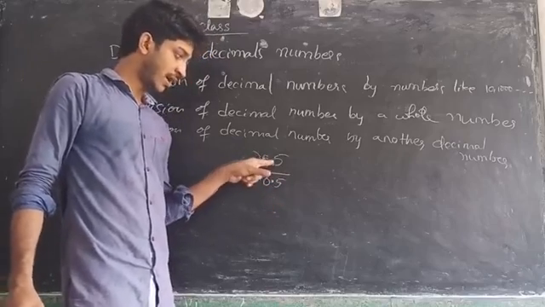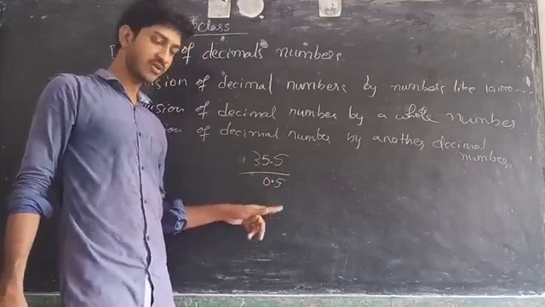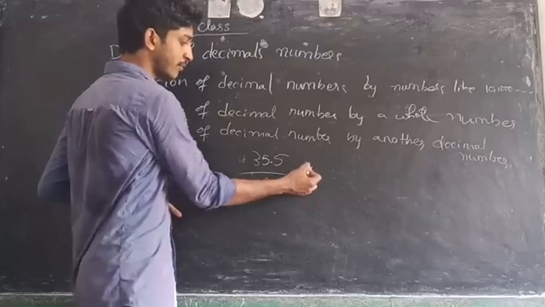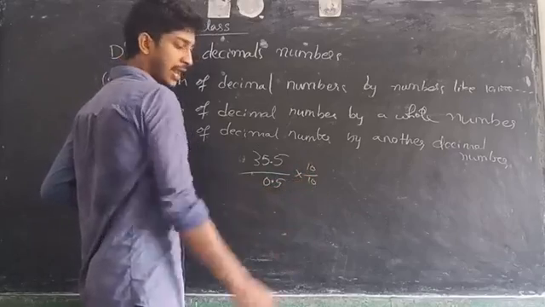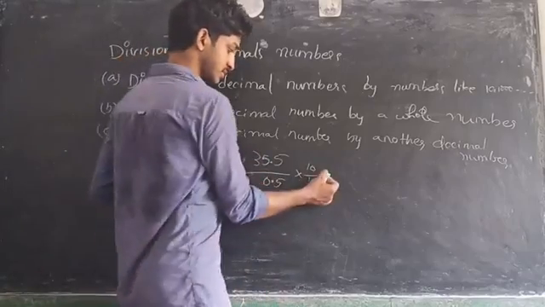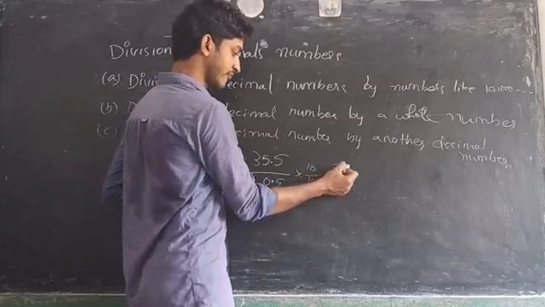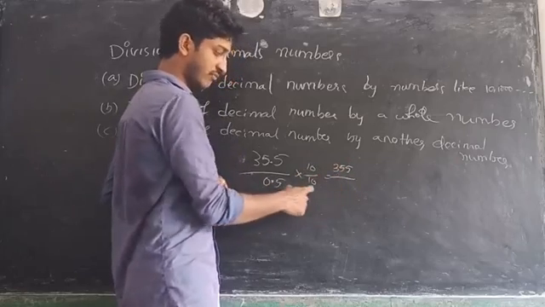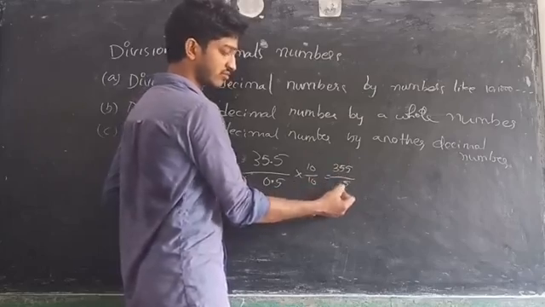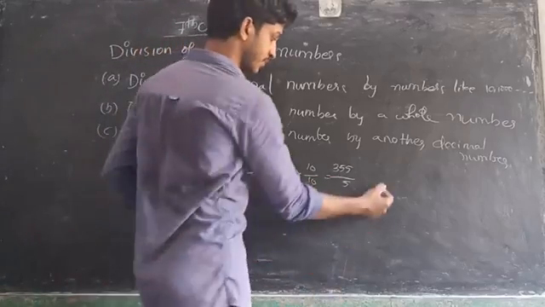See here, after the decimal point, one digit. Here also after the decimal point, one digit. That's why I am multiplying the numerator and denominator with 10 by 10. Okay, now multiply this. 35.5 into 10 is equal to 355 and 0.5 into 10 is equal to 5. Okay, now divide this.